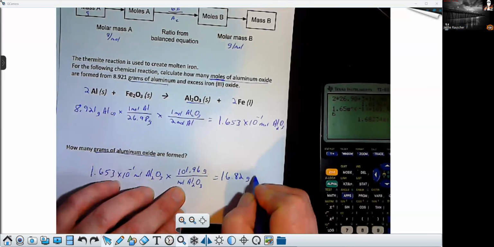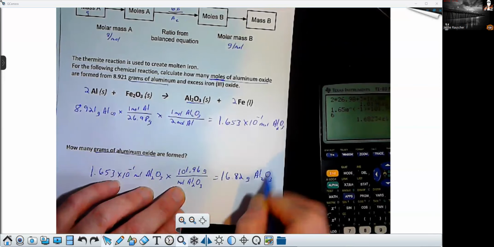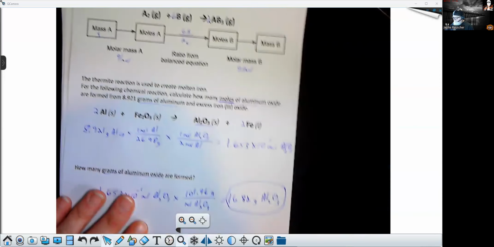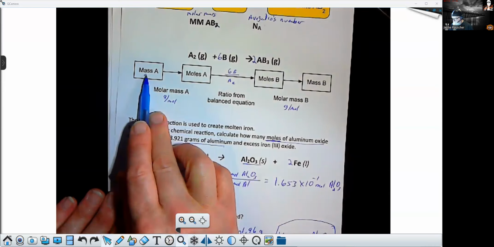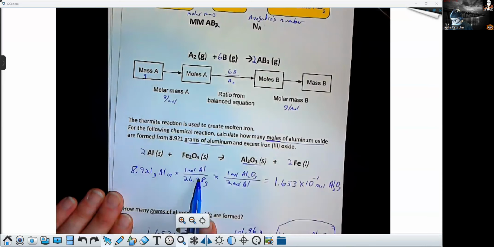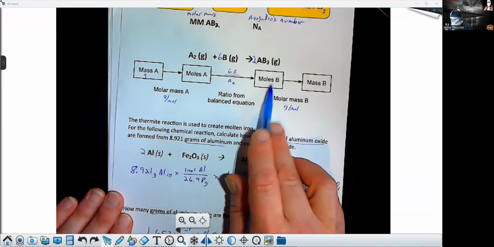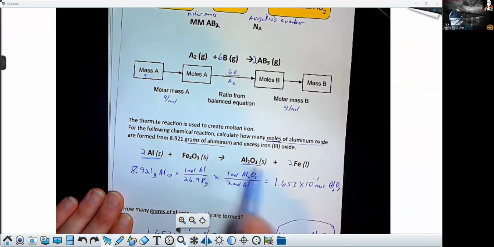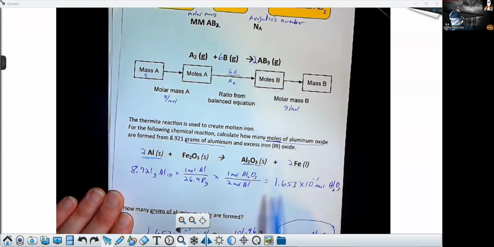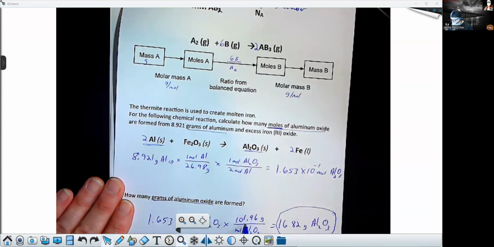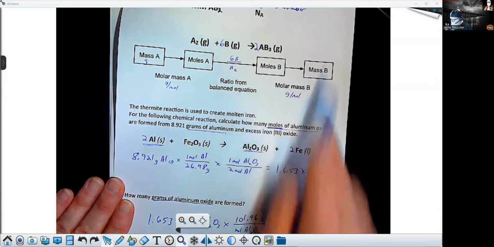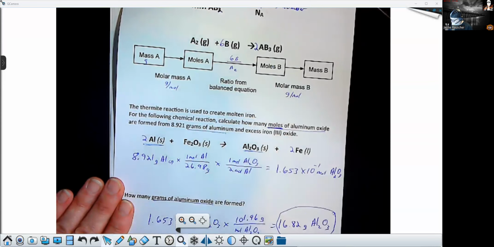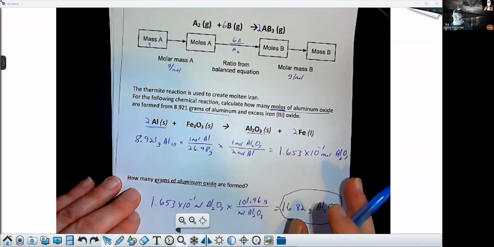16.82 grams of Al2O3. So what we did was we went from the mass of aluminum to moles of aluminum. We did that here. And then we went from moles of aluminum to moles of aluminum oxide using the mole ratio from the chemical equation, right? And then we used the molar mass to go from moles of aluminum oxide to mass of aluminum oxide. Boom, we got our answer. Okay, so that's how we go from mass of a reactant to the mass of a product.